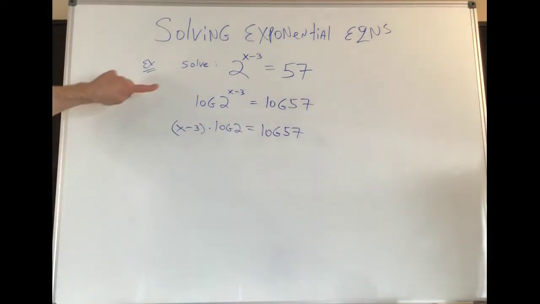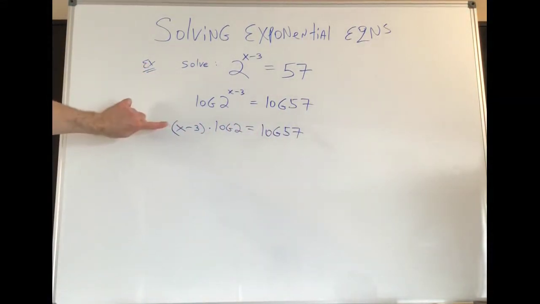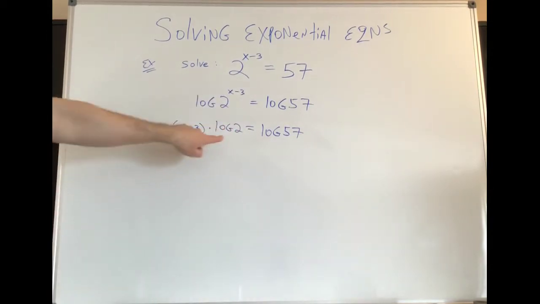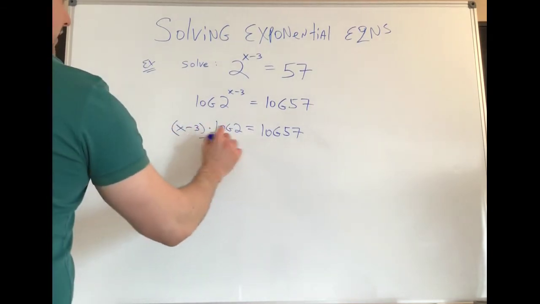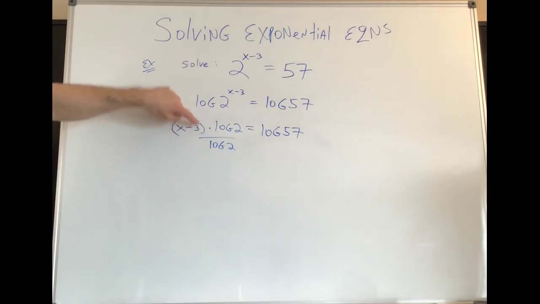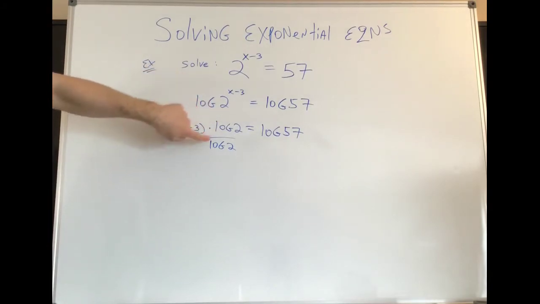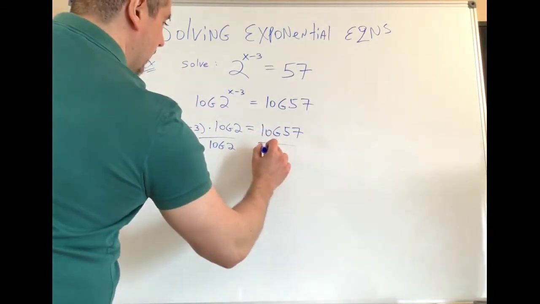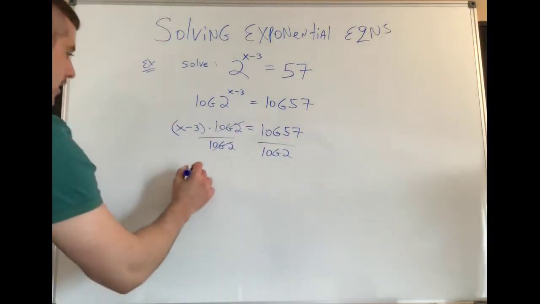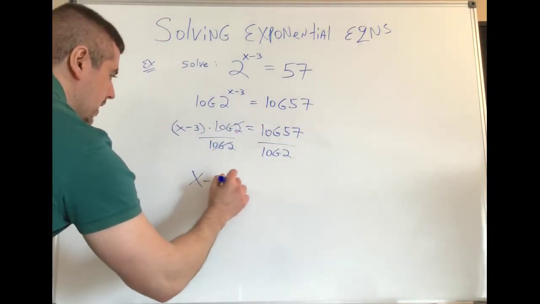All right, so step 1 was take log of both sides. Step 2 was move the power into the front. Step 3 said divide. Divide by what? This. I have to get rid of log 2. Right? This is a product. This is a times. You're multiplying. The opposite of multiplying is to divide. So I have to divide both sides. Those cross out. So I get x minus 3 equals.